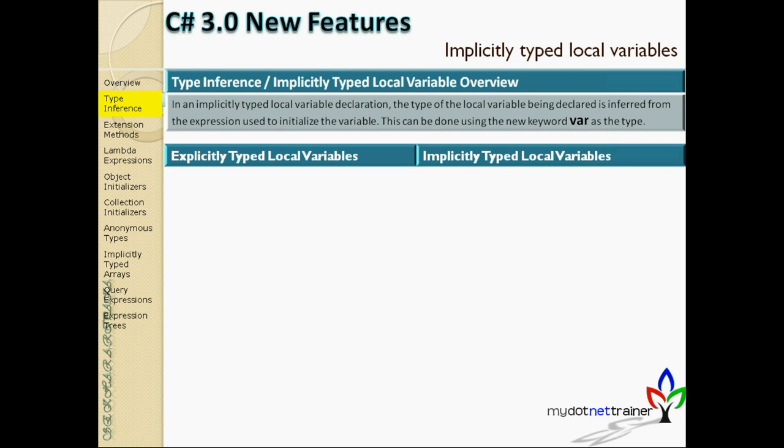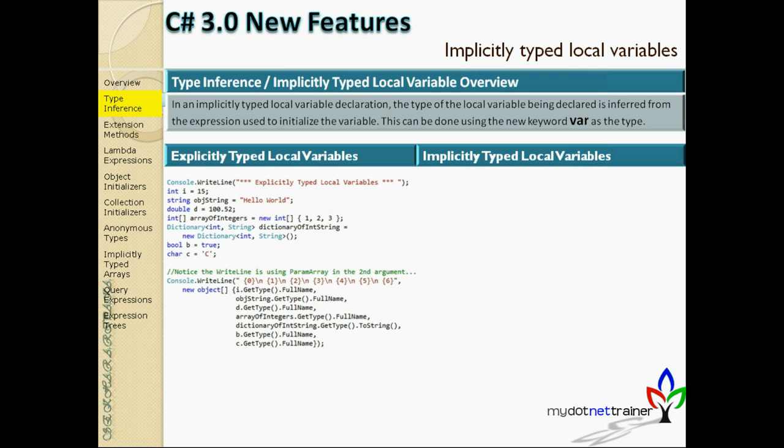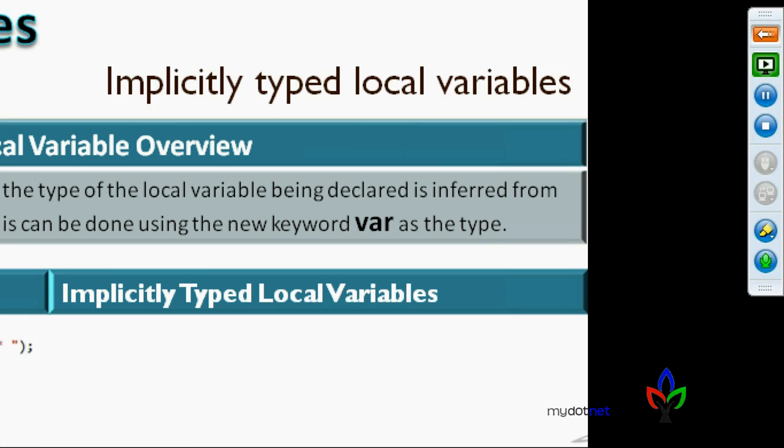This is a very simple thing. Implicitly typed local variables. In an implicitly typed local variable declaration, the type of the local variable being declared is inferred. In other words, this is referred to as type inference. So if you don't specify the data type, you can create a variable with some data type which you don't know until you have the value assigned to it. In such cases, you can make use of the var keyword. The keyword used for this is var.